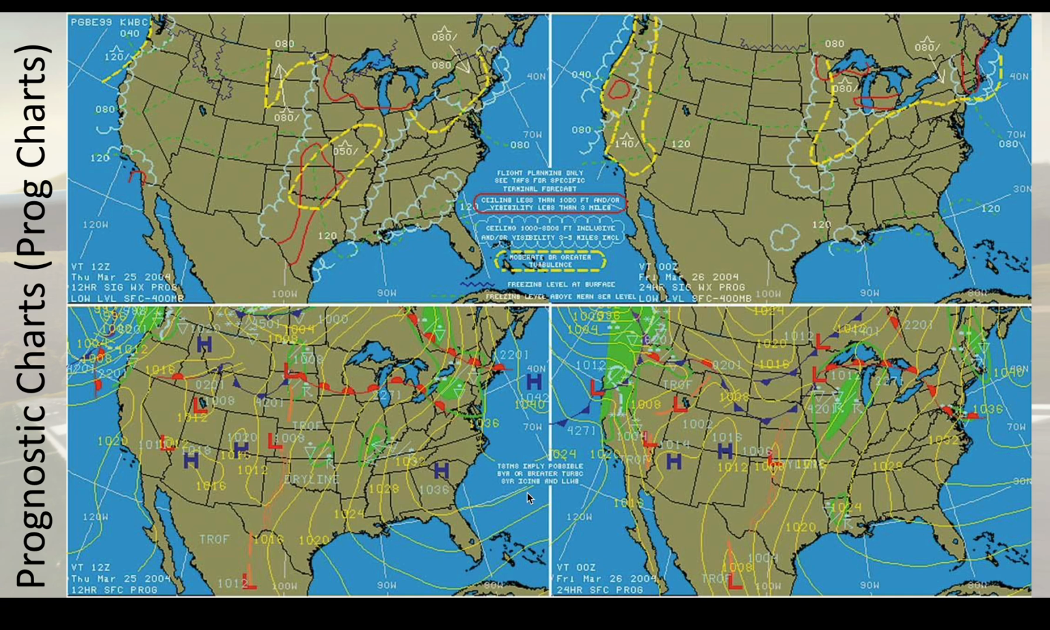And so we'll look more closely at these in school. It's really hard to see on my little screen here all the different details of it. But that is definitely a prognostic chart. They're useful. I like looking at them. I look at prog charts online quite a bit.